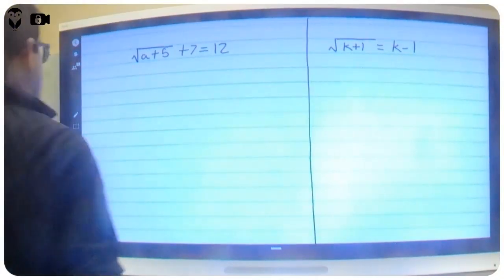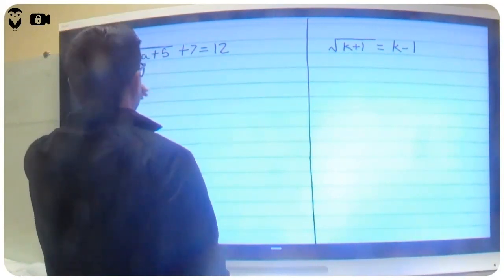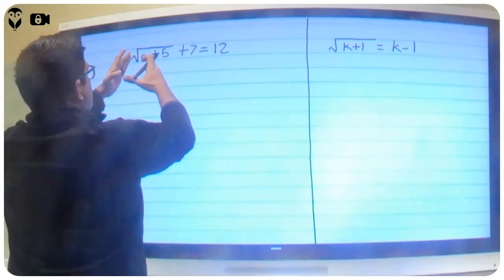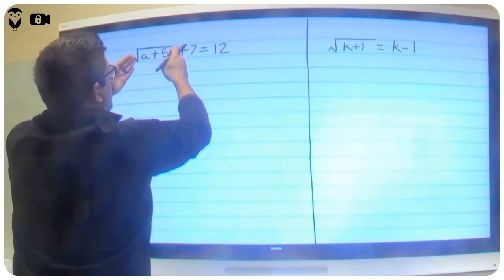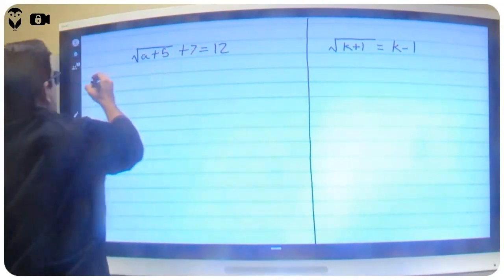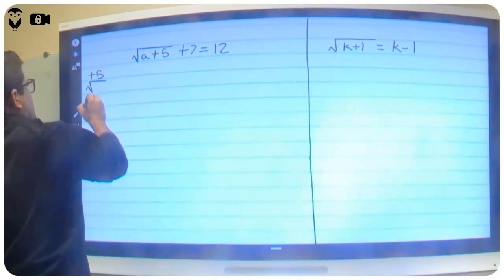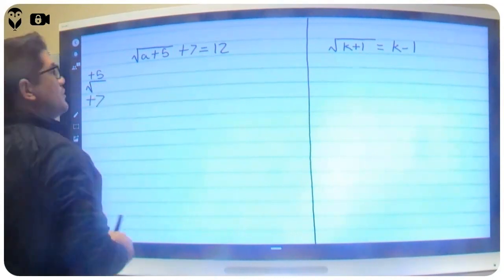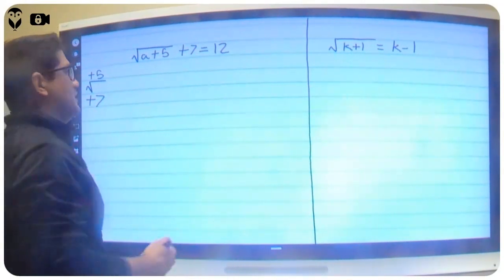Okay, let's get started. So we're solving for the letter A here. So we're solving the equation. We're trying to leave A by itself. If A was a real number, you would add 5, then do the square root, and then add 7. So we're going to get rid of these things in the opposite order, doing the opposite thing.